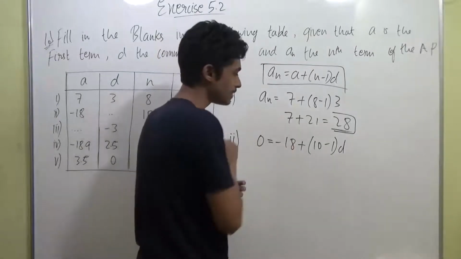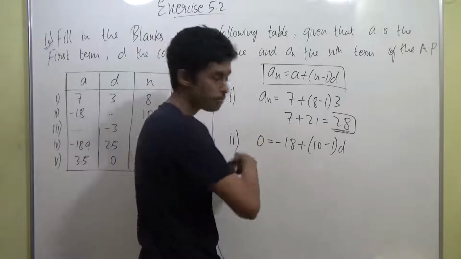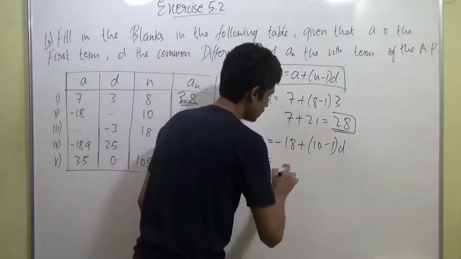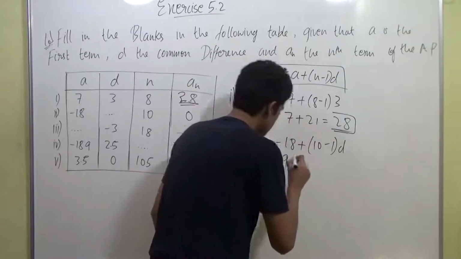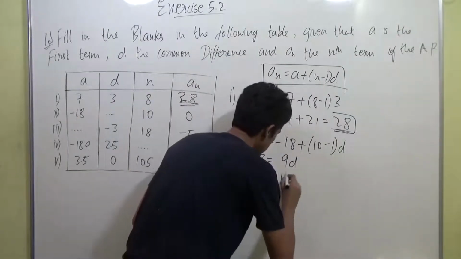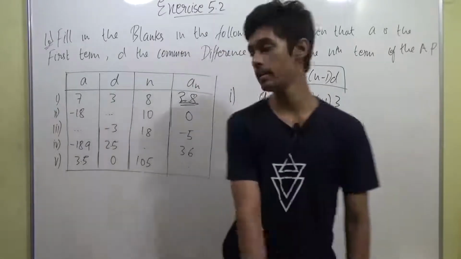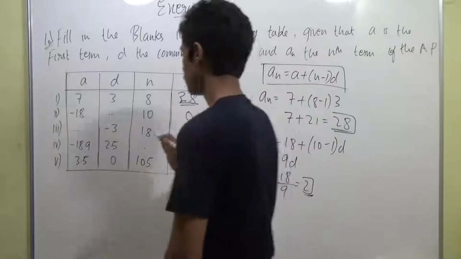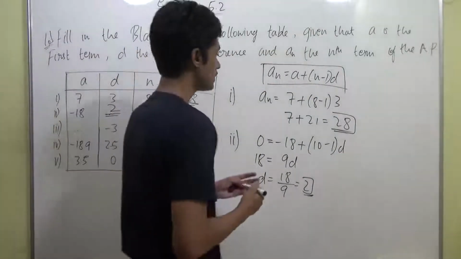Okay guys, now we have to find the value of d. Now I'll bring 18 to LHS. That time minus 18 will become plus 18 equal to, so this will become 10 minus 1 becomes equal to 9d. That time d will become equal to 18 by 9, which is nothing but equal to 2. Getting it guys? We found the value of d. So d is nothing but 2 here in this case. Done. Now let's go to the third sub question.